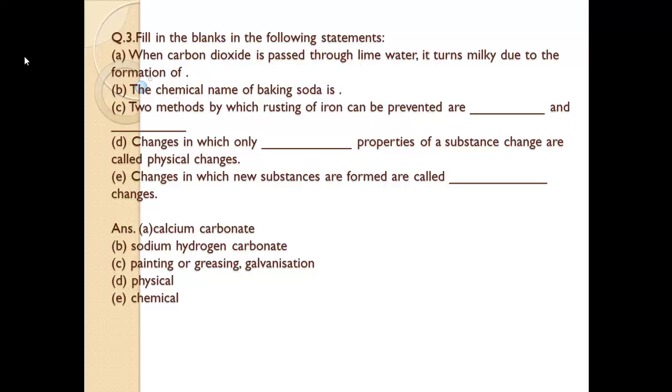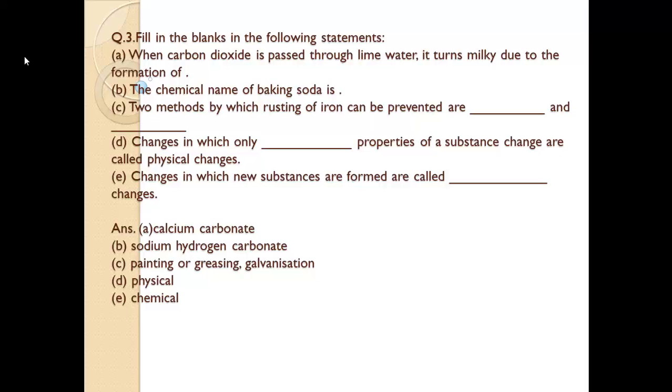Fill in the blanks in the following statements. When carbon dioxide is passed through lime water, it turns milky due to the formation of dash. We know that during this chemical change, a white precipitate is formed, right? Lime water will turn milky because a white precipitate is formed. That white precipitate is due to the formation of calcium carbonate. Okay. The chemical name of baking soda. Chemical name of baking soda is sodium hydrogen carbonate.